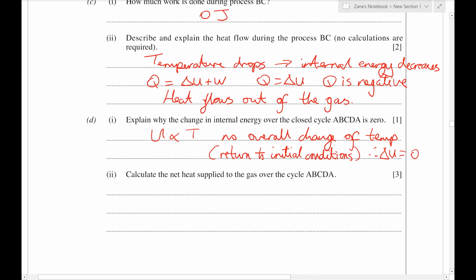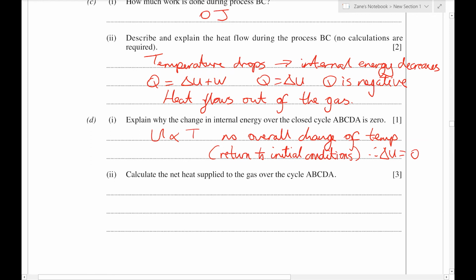And it's a very common question, so make sure that you understand that idea, that because we start and finish at the same values of pressure and volume, the temperature at the start is the same as the temperature at the end, and therefore there is no overall change of temperature, and the overall change of internal energy is 0, and that's true for any closed loop.